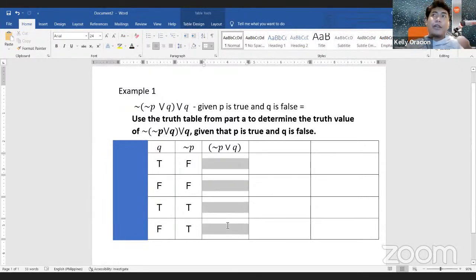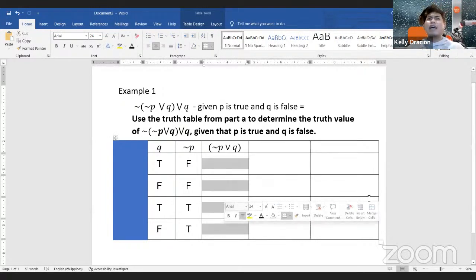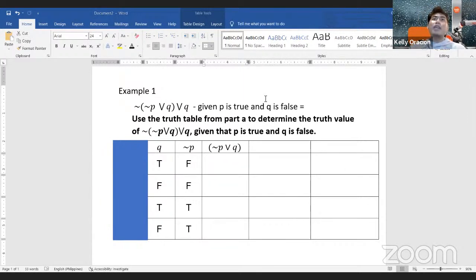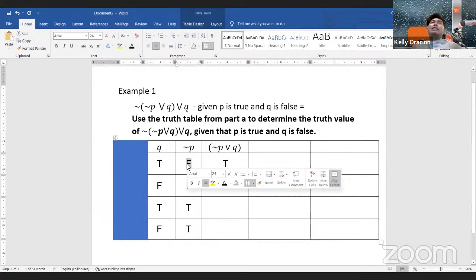What are the values here? Can you chat your answer? What are the corresponding values here? Sa rule sa disjunction. Okay, that's correct. The first row is true. Sir, bakit true? Okay, recall your truth table sa disjunction. As you can see, true, false. The rule there, as long as meron isang true, automatically, the whole statement becomes true. That's based on the disjunction rule.